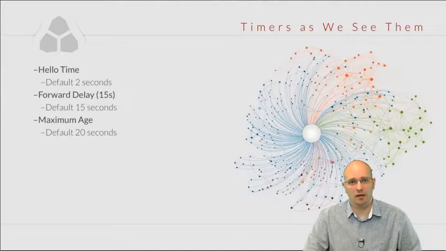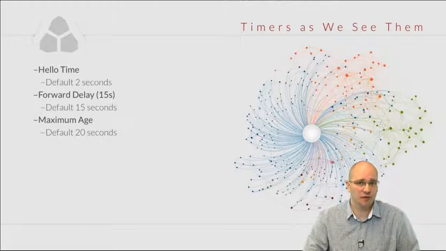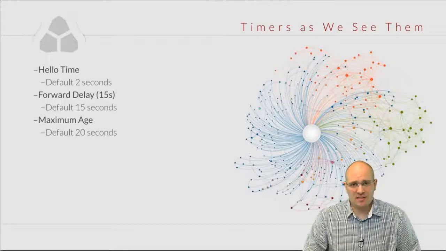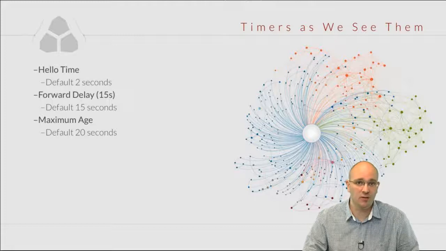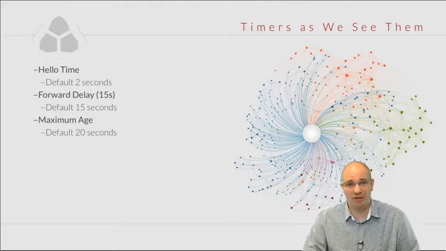Let's talk a little bit about the timer manipulation in per VLAN spanning tree. Before we can do that, we need to understand the timers as spanning tree is using them. On the slide behind me, you can see the timers as we perceive them. We have the hello time, which is by default 2 seconds. We have the forward delay, which is by default 15 seconds, and the maximum age, which is by default 20 seconds. This is how we see the timers.